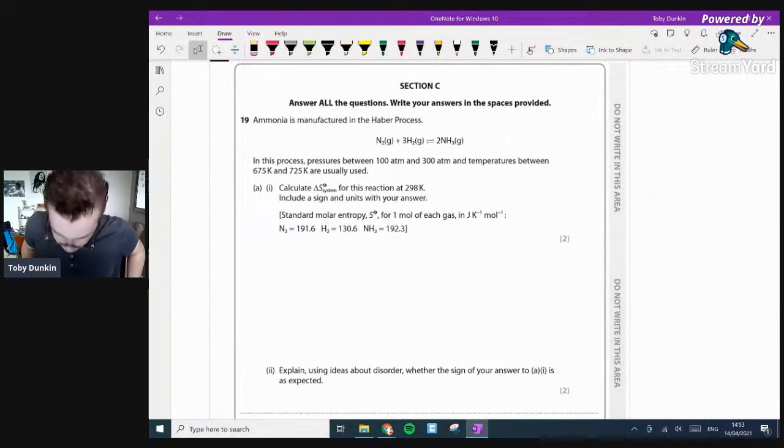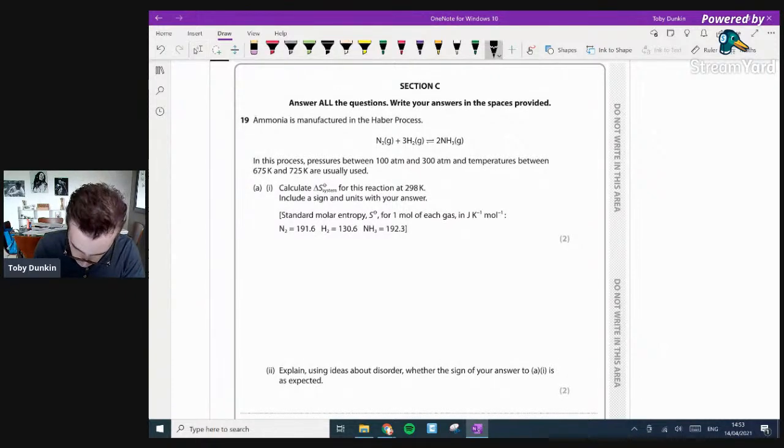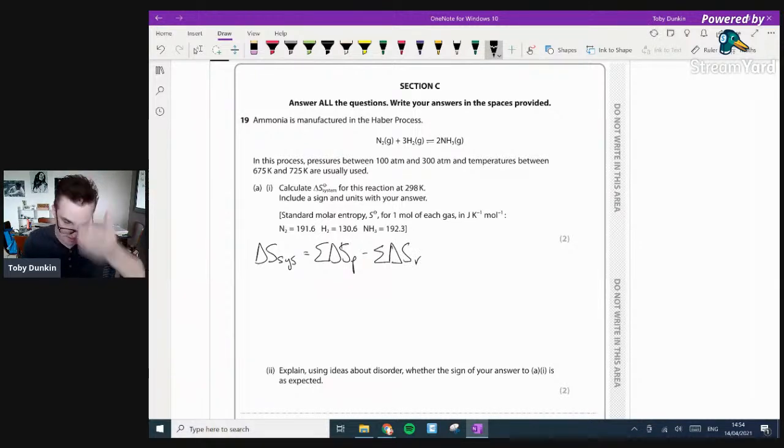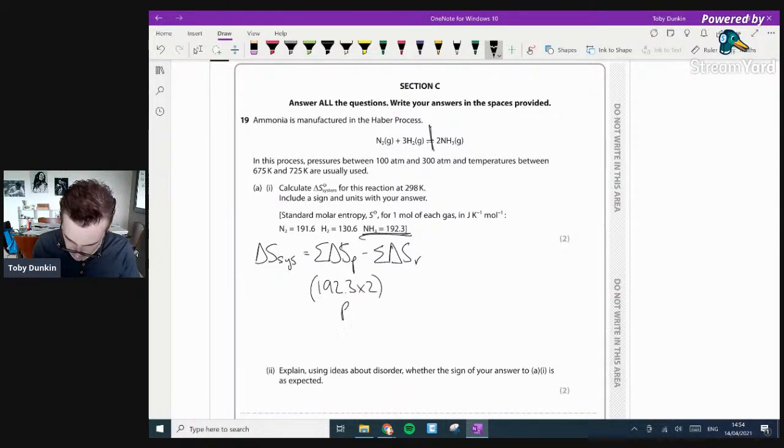Okay, ammonia, Born-Haber process. Calculate the entropy of the system. Delta S system equals sum of delta S products minus sum of delta S reactants. So divide it in 2. I need products first. 2 ammonias, it's there. So I'm going to go 192.3 times 2. That gives me the products.